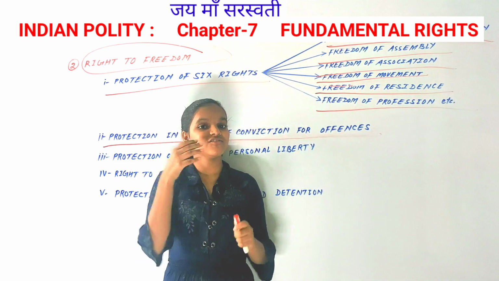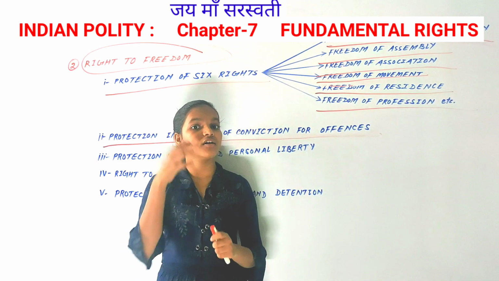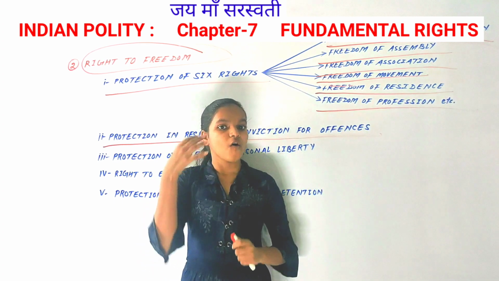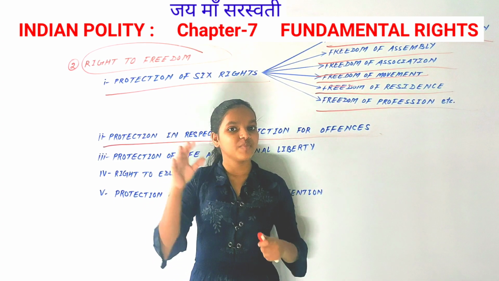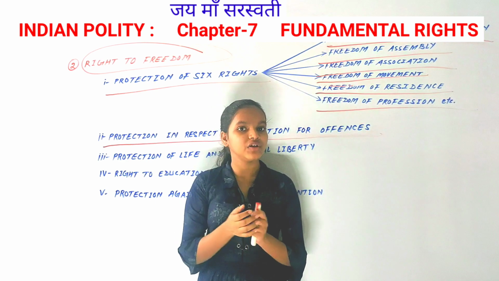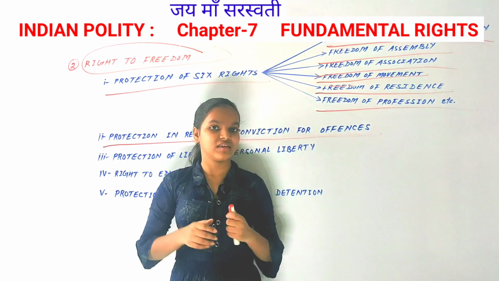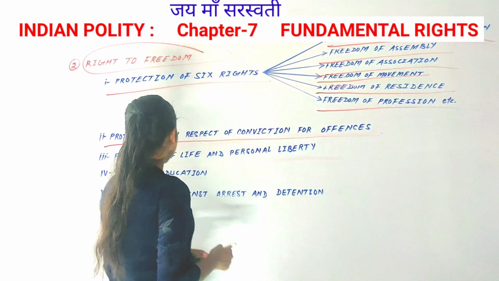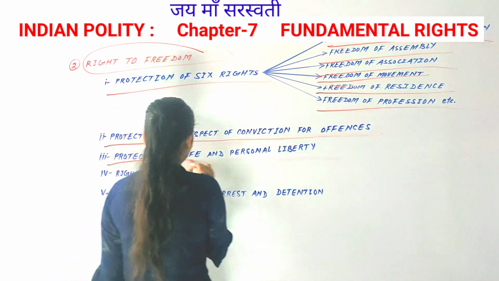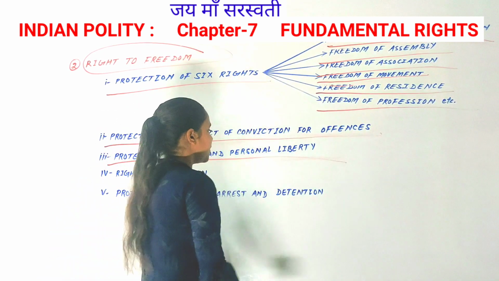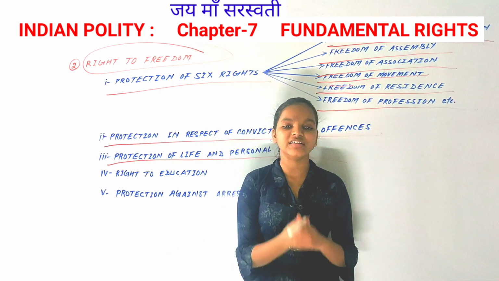Article 20 is to protect any convicted person for an offense. It is in respect of protection in conviction for any offense. So our next subtopic is protection of life and personal liberty.